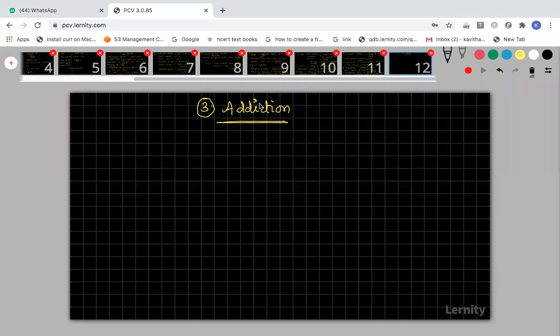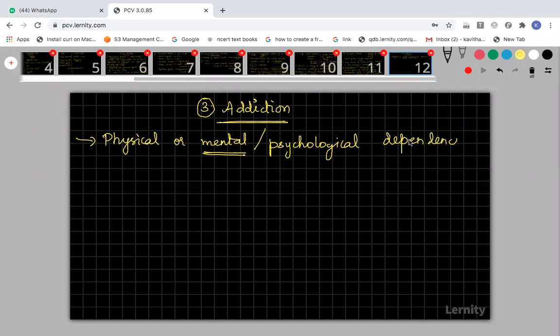So generally this addiction is related to mental illness. Sometimes bad habits may affect your physical health also, but first, addiction is related to the mental. It is the mental, psychological dependence on something that is called addiction. So how can you call this addiction? It is physical or mental, but mostly it is related to mental. Mental can also be called psychological dependence on something.